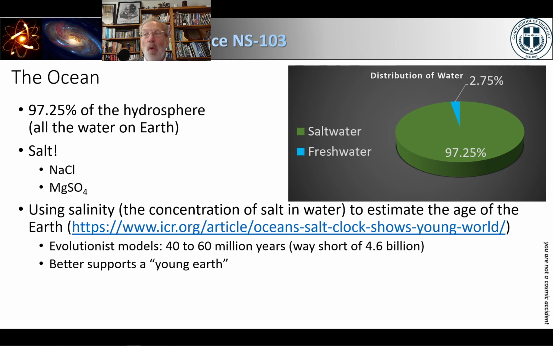That is way short of the standard published 4.6 billion years for the age of the Earth that so many textbooks publish. So even an evolutionist model supports a young Earth, not billions of years, but millions of years. And as we go through this course, you're going to see that there's more evidence that says it's even younger than that.